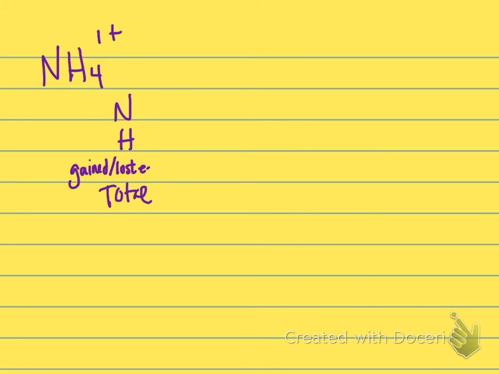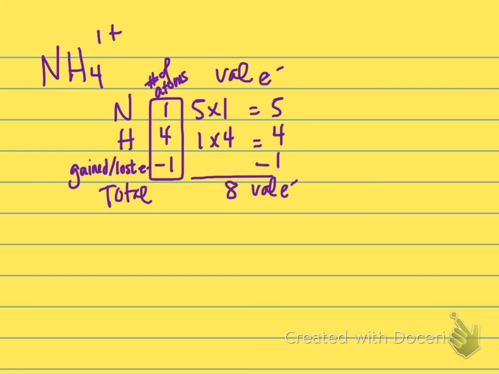Now, because this has a 1+ charge, we know it's actually lost an electron. I know, it takes some getting used to. So I'm going to put this in, 1 nitrogen, 4 hydrogen, and -1 electron. When I figure out my valence electrons, therefore, I show 5 times 1, 1 times 4, and then -1. So instead of 9 valence electrons, I actually only have 8.